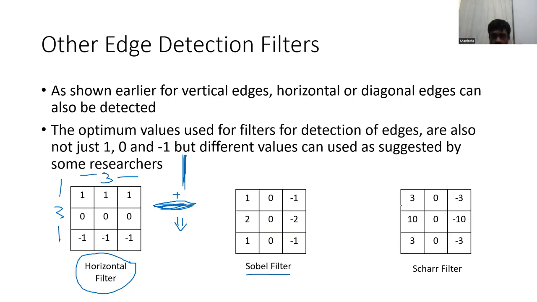Right? So not only that, the middle zeros were there as they are. So you can increase the value of weight for this value. Instead of 1, you can have 3, right? So instead of -1, we can have -3, right? So in the earlier case instead of 2, we can have 10, and instead of -2, you can have -10. So for the 3, -3 will be there as it is. So this is known as the Scharr filter, right? There are many, many filters that people have found. Researchers have found that this one is working better than the earlier filters, right?